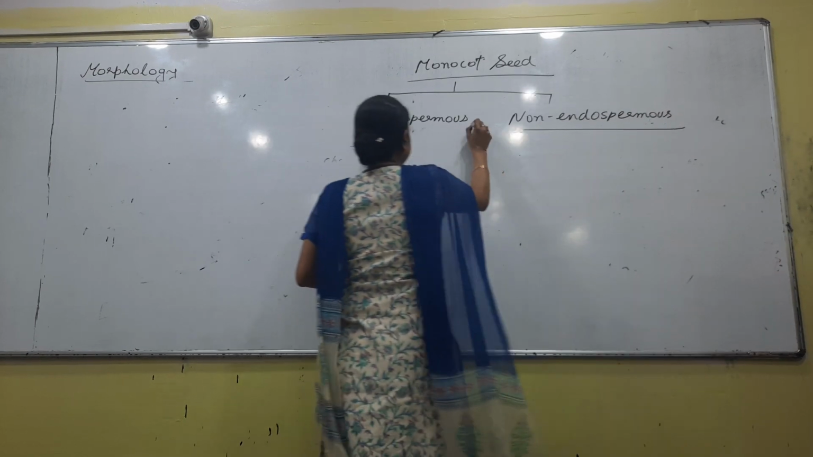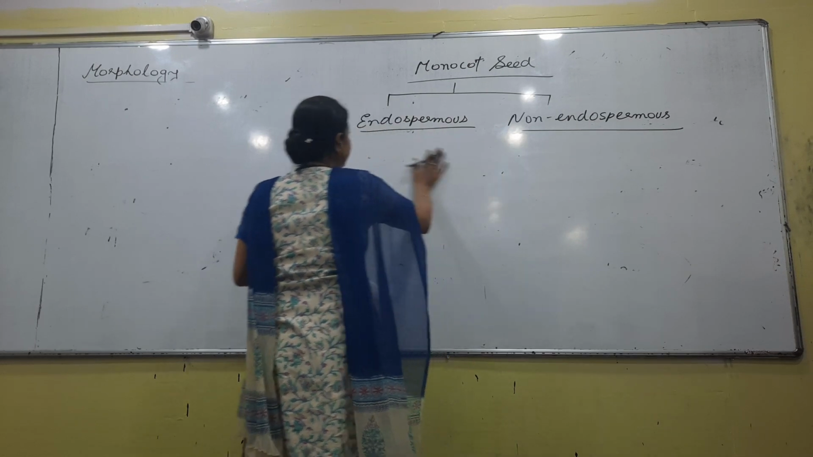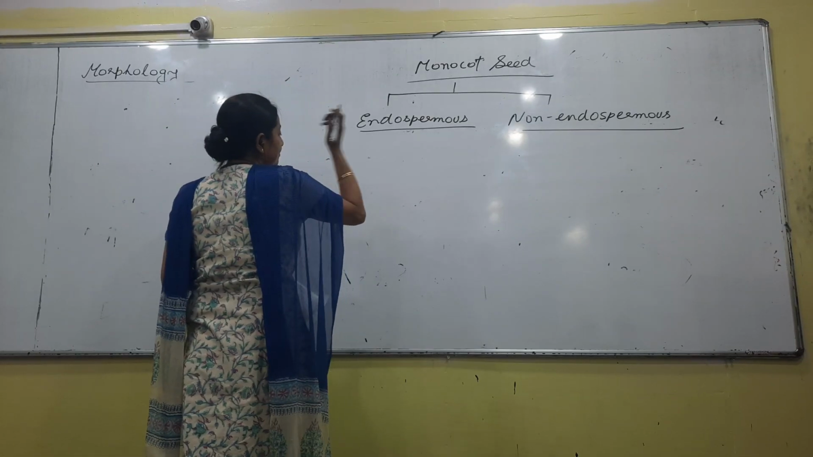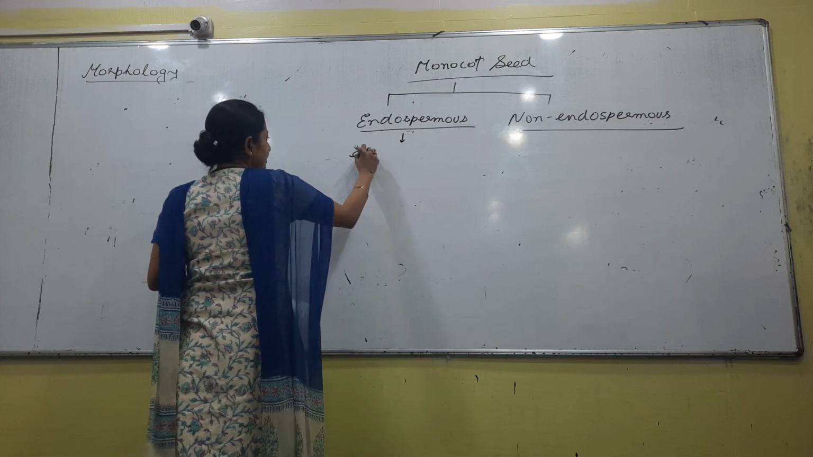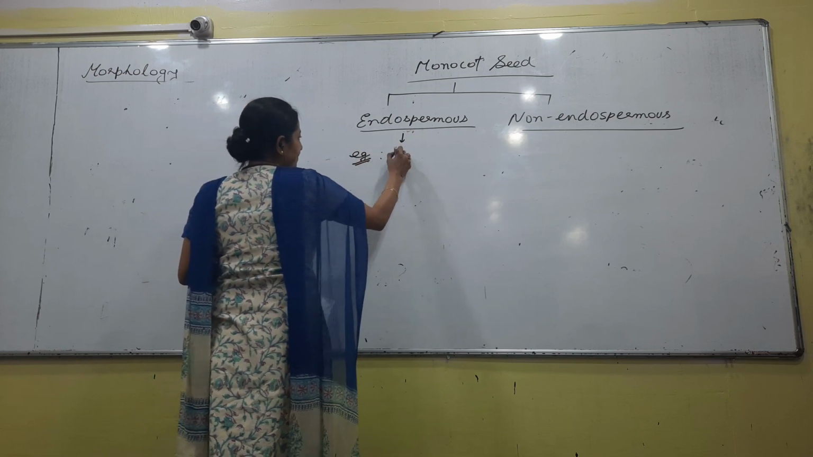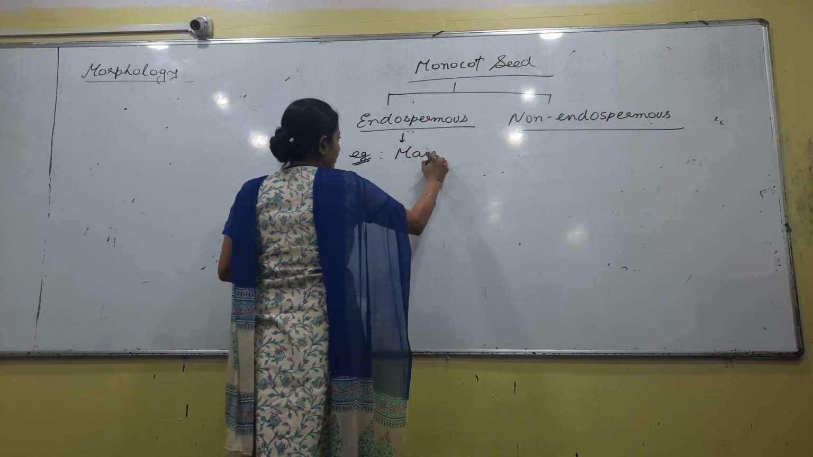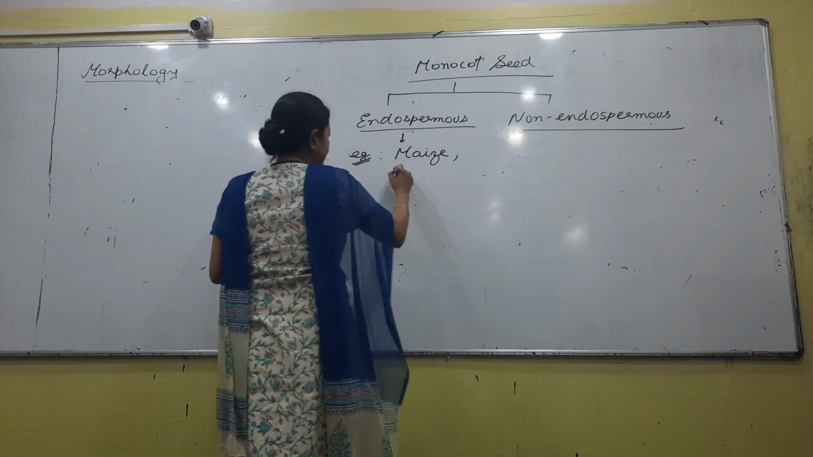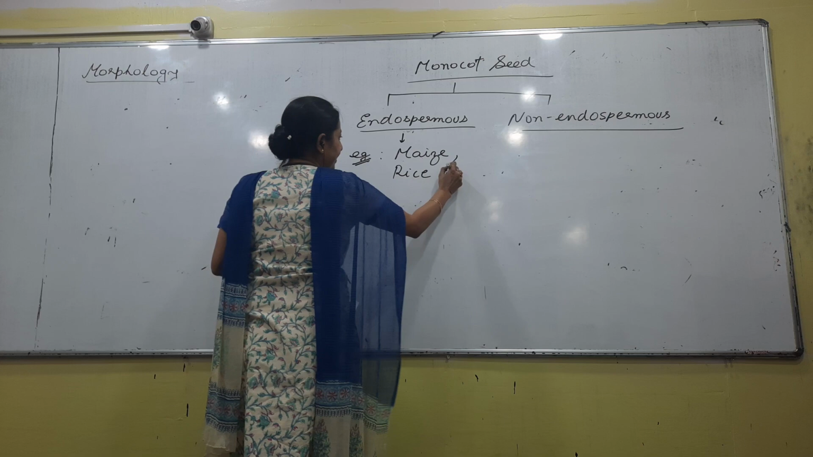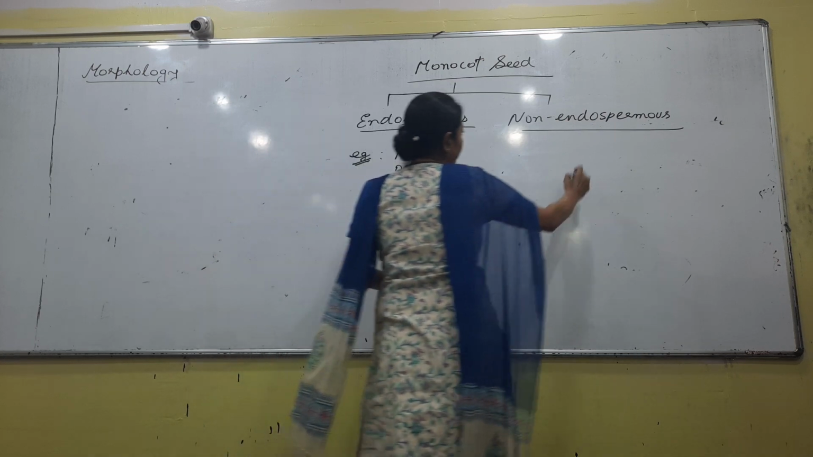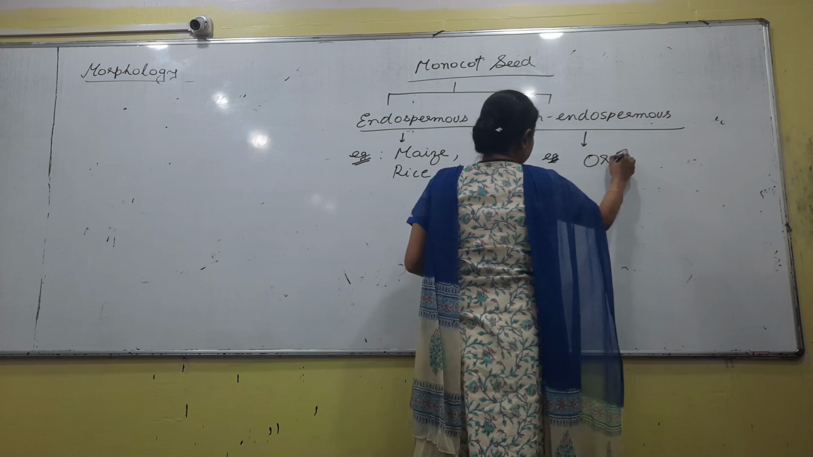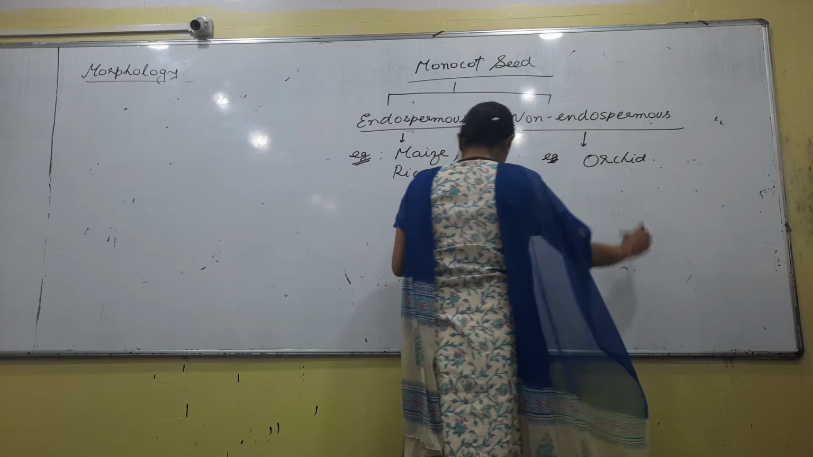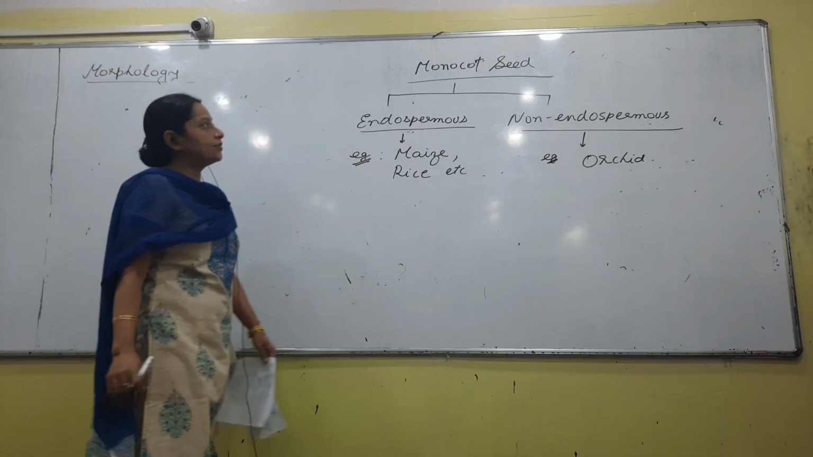Examples, please study. Examples are asked as questions. Give an example of an endospermous monocot seed. Give an example of a non-endospermous monocot seed. Within this category, we will be talking about maize, rice, etc. And a non-endospermous example could be orchid, right?